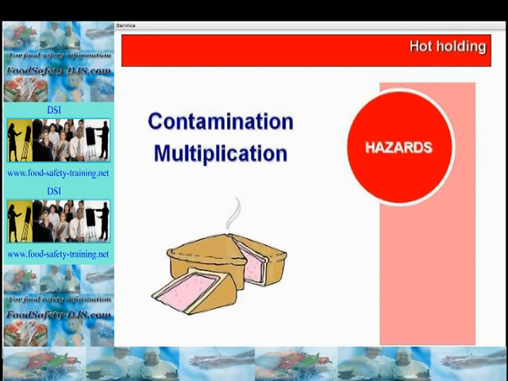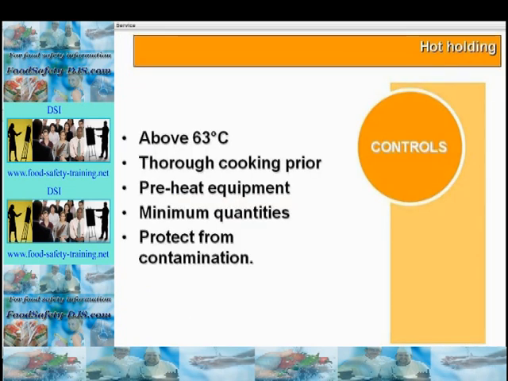With hot holding, the hazards are contamination and multiplication. Controls include hold above 63 degrees Celsius until served, thoroughly cook food before hot holding, preheat hot holding equipment such as bain-marie, hot cupboards, etc. prior to putting in the food, use minimum quantities, protect the food from contamination, and stir liquids frequently.